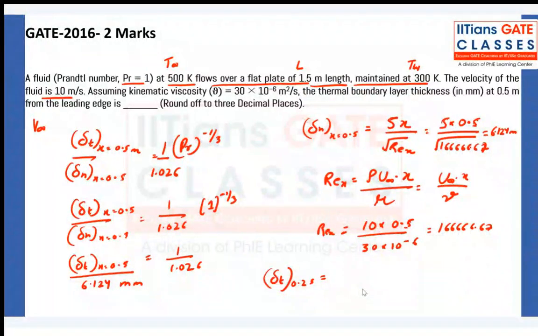So I would suggest whenever you solve a numerical answer type question, go for the exact equation. But if it is an options question, then you can take it as 1, solve it, and mark the closest answer. So it is 5.968 millimeter. 5.968 millimeter, very nice.